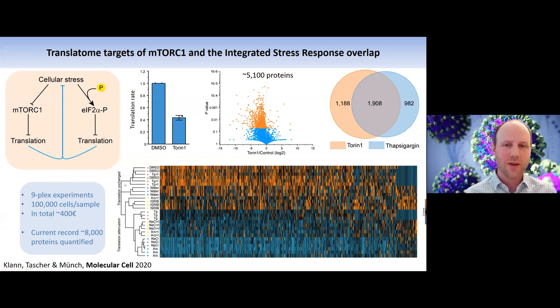So let's summarize the technical part. There we have this new approach where you can have up to 9 samples in a multiplex. It's actually extending at the moment. We need very few cells, much less than what we need for ribosome profiling, about 100,000 cells per sample, and it costs us about €400, $450 or so. So it's much cheaper than ribosome profiling, and our current record is about 8,000 proteins quantified.